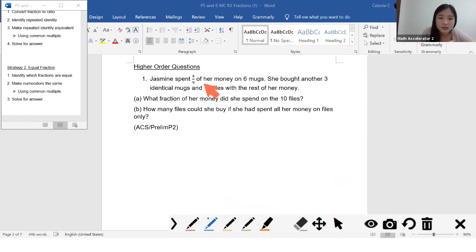Alright, Jasmine spent 4 out of 9 of her money on 6 marks. Right, she bought another 3 identical marks and 10 files with the rest of her money. Right, so keyword. Okay, she bought another 3 identical marks. Okay, they're identical. Right, and then the rest of her money was spent on the 10 files. Part A, what fraction of her money did she spend on the 10 files?